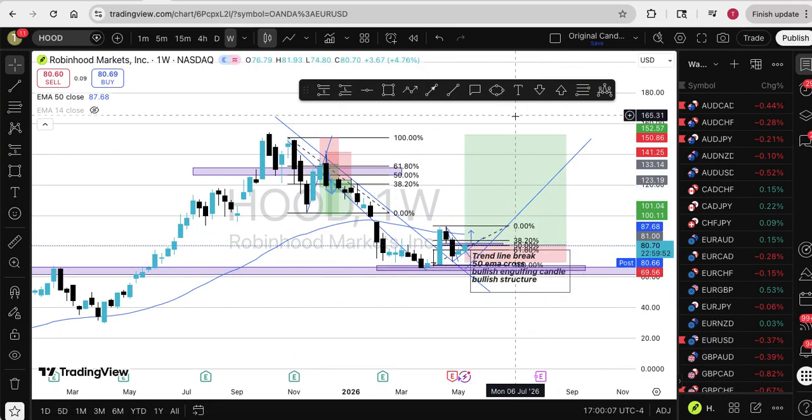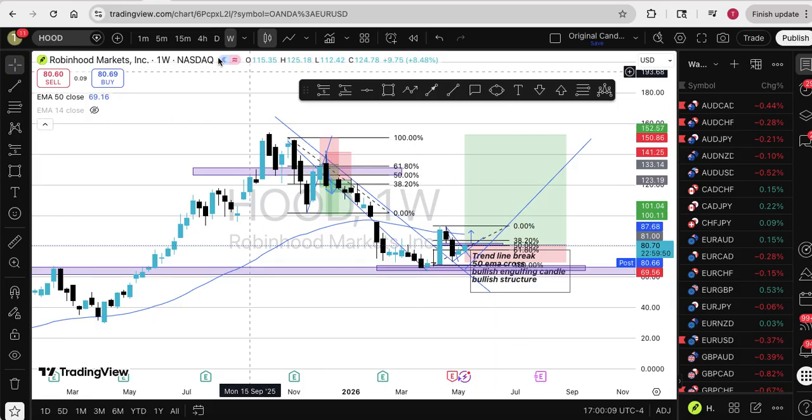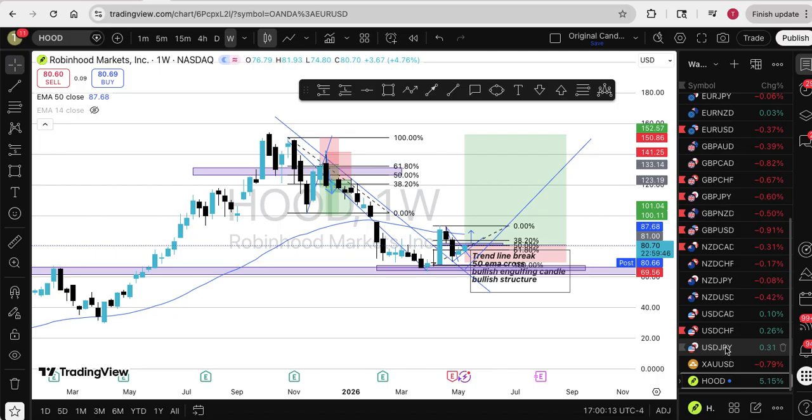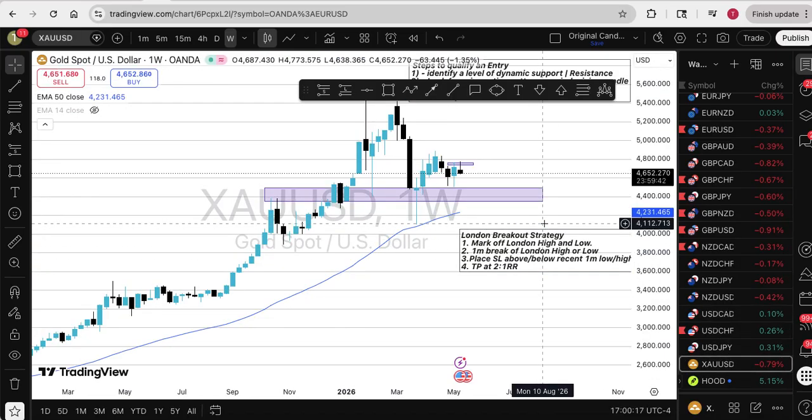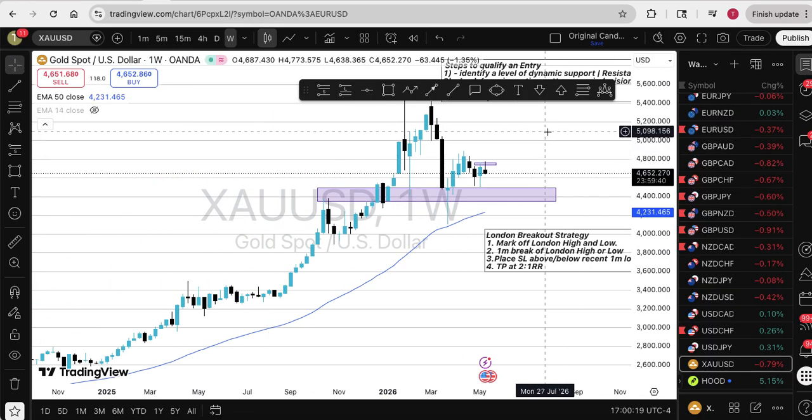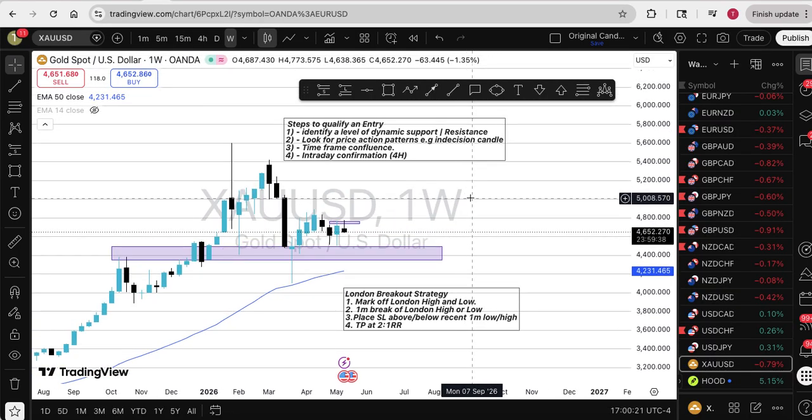Yes, guys, so let's go to another pair here. I know a lot of people trade gold, so this is what gold is doing on the weekly time frame.